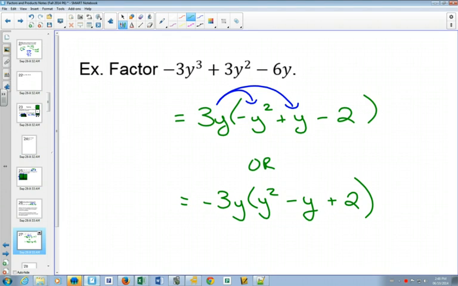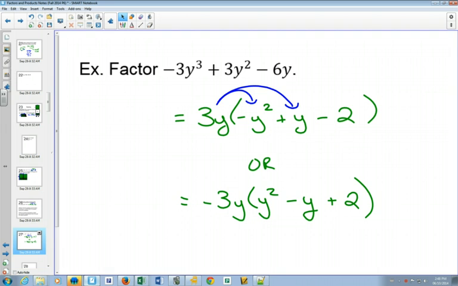Do I prefer one? I like the second one because I don't like that negative with the y squared, but that's just a personal preference. Because later we're going to see how to factor things like y squared minus y plus 2, but we don't get to that until the polynomials unit.